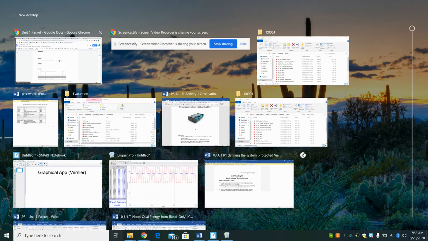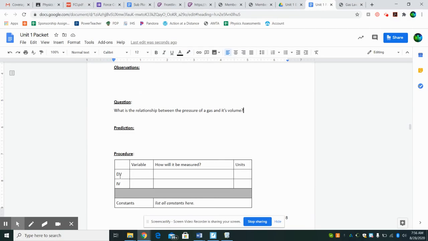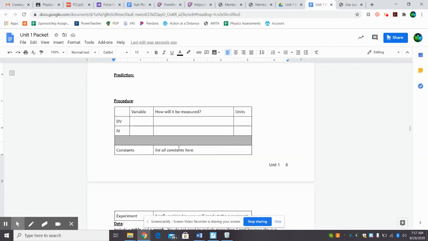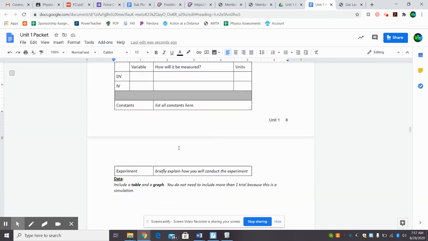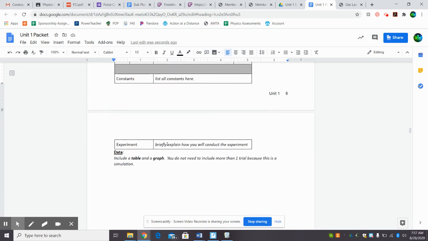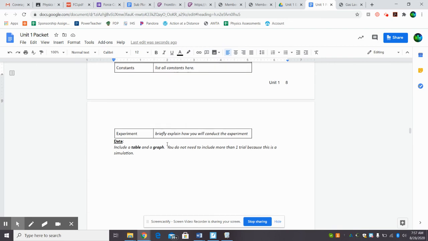Next, you should be able to identify what the dependent and independent variable is based on the simulation. Remember, independent is what I change, dependent depends on the independent. How will it be measured? You can just simply say using a simulation, and then the units, whatever units they tell you to use. Make sure you list constants here. That's really important. So anything that you do not touch in that simulation when trying to answer that question, you need to list. And then you can just very briefly explain what you're doing.